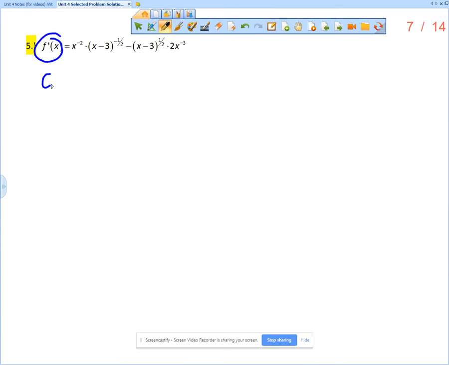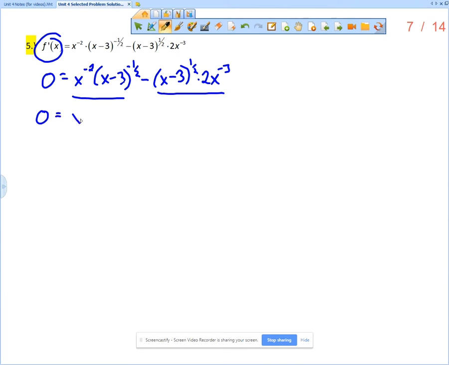The first step is simply to set this equal to 0. So I have 0 equals x to the negative second, x minus 3 to the negative 1/2, minus x minus 3 to the positive 1/2, and then 2 times x to the negative third. What I would like to do is solve, so I'm going to factor out the lower power of each thing. I have x to the negative second and x to the negative third, so I'm going to factor out x to the negative third. Then I have x minus 3 to the negative 1/2 and x minus 3 to the positive 1/2, so I'm going to factor out x minus 3 to the negative 1/2 because that is the lower power.